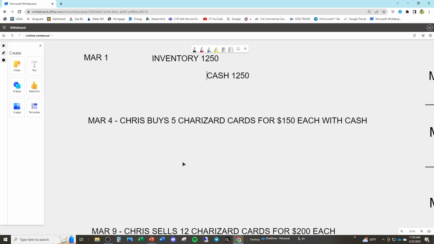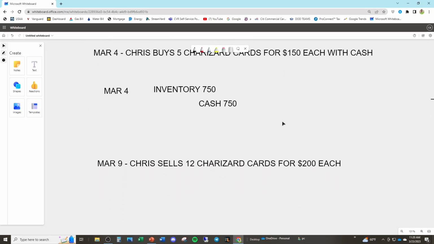So a couple days later, Chris sees another deal. He says, oh man, I just found 5 more Charizard cards on Facebook Marketplace. So he goes ahead and buys 5 more cards for $150 each. How much is that? Well, it's $750. So on March 4th, we record the journal entry of a debit to inventory for $750, and we credit cash for $750 because we bought it with cash. So now we have how much inventory? We have $2,000 of inventory.